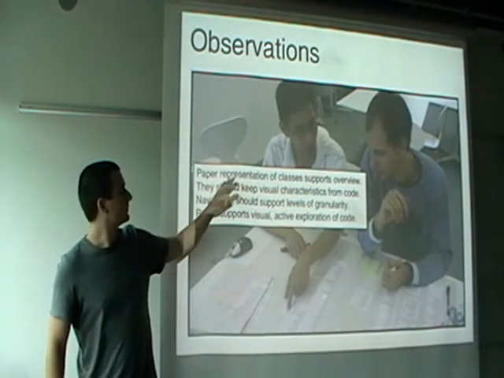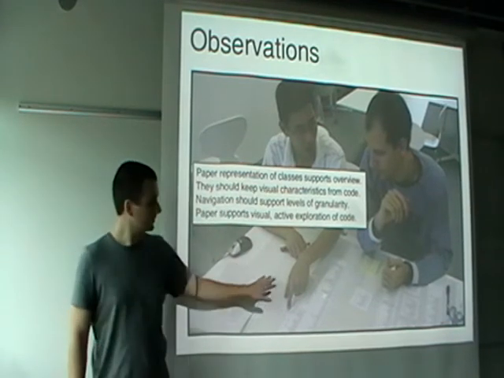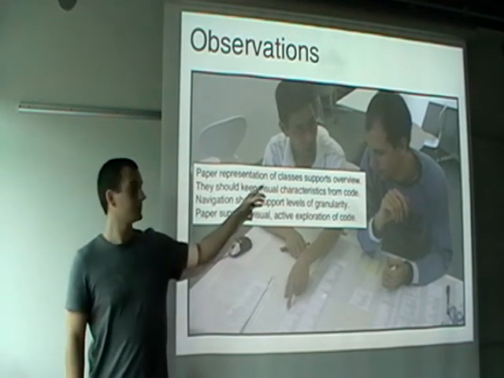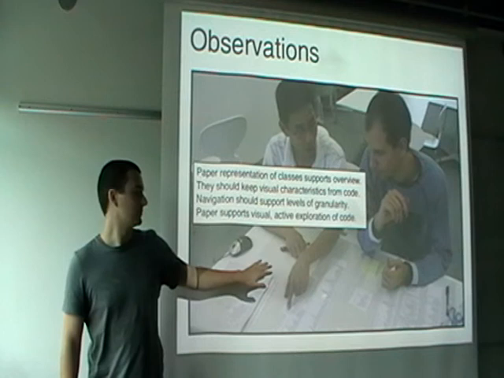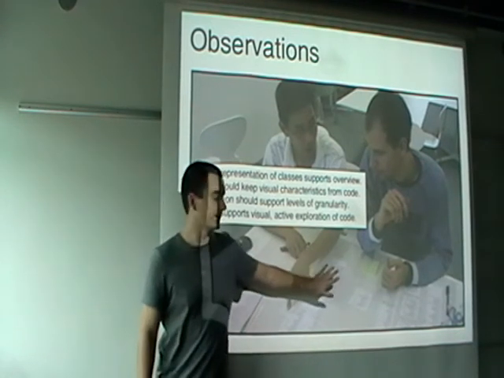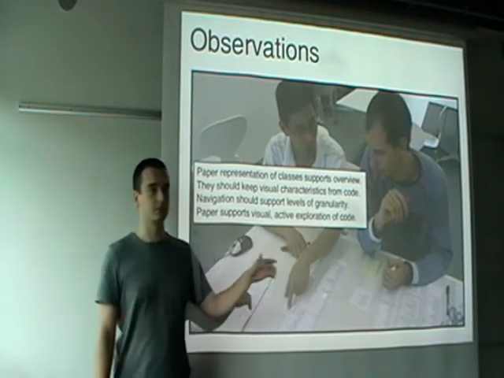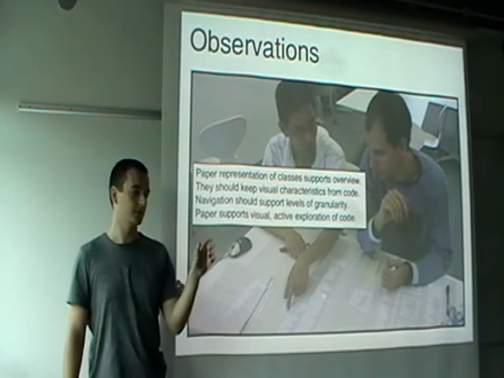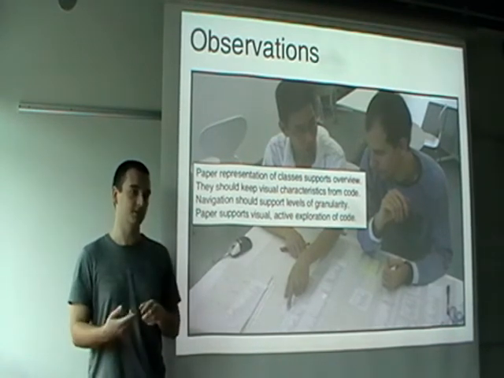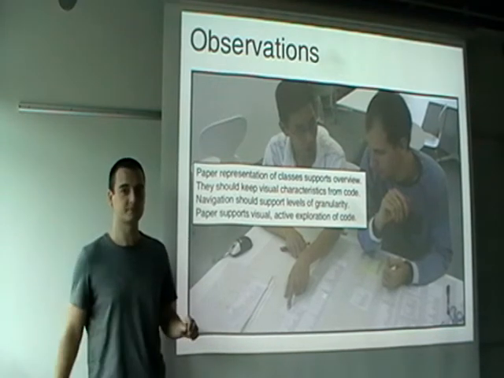The first one is that the paper representation of classes supports overview, as it can be quite clear from the picture. And it's true that almost 10 seconds after laying out all the classes under the novice's eyes, he saw that there was a method that was everywhere in all the classes, and he did notice that that was a kind of architecture flaw.